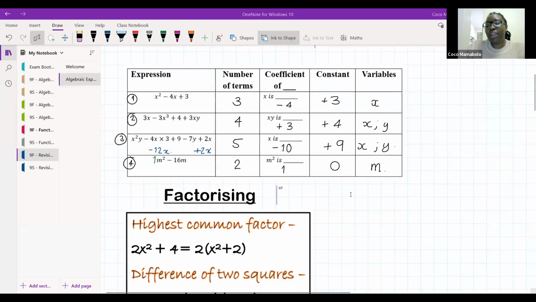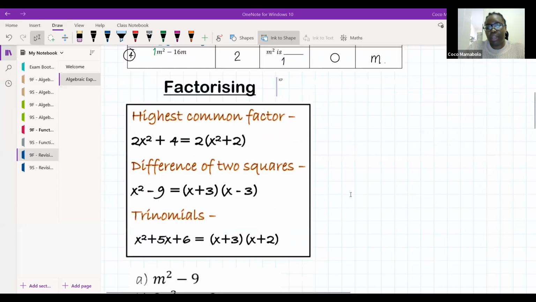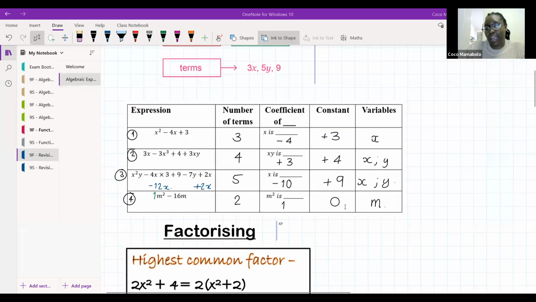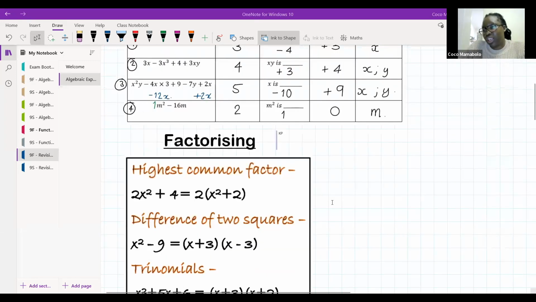Okay, we're going to be looking at factorization. In grade 9, we do 5 different types of factorization. And I'm going to ask you guys to write this down because it comes up all the time. Your teachers are always going to test the same things over and over and over. So the first thing we're always going to look for every single time is a highest common factor.